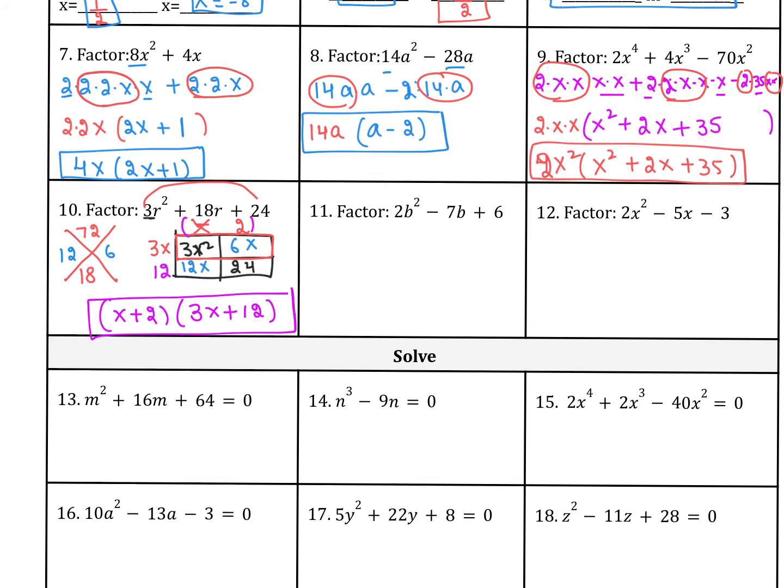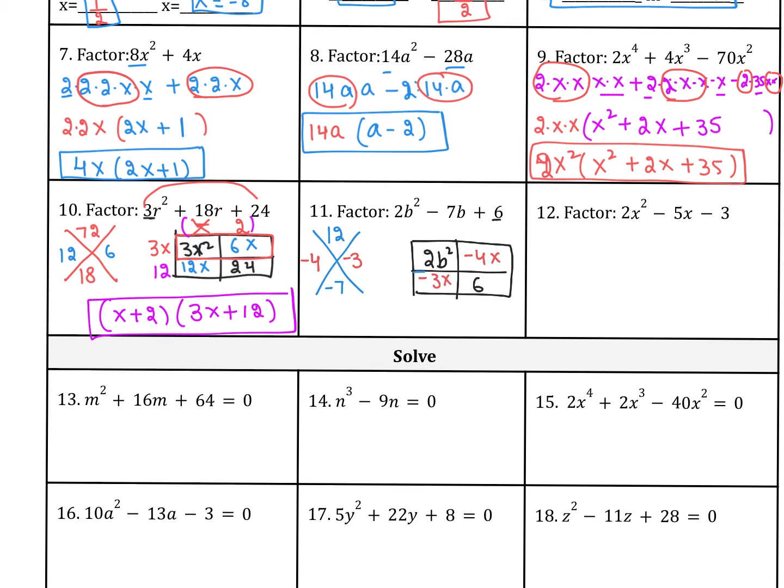For number 11, what goes on the top is 12 and on the bottom is -7. So the two numbers that you're going to find are going to be -4 and -3. Inside the box, when you make a box, the first term goes in the first box, which is 2b squared, and this goes here as 6. The numbers that you found, which are -4 and -3, go on the other two places.